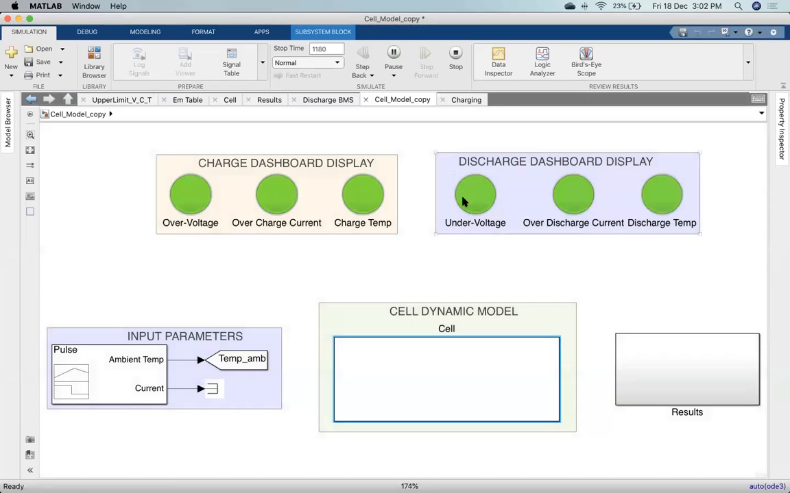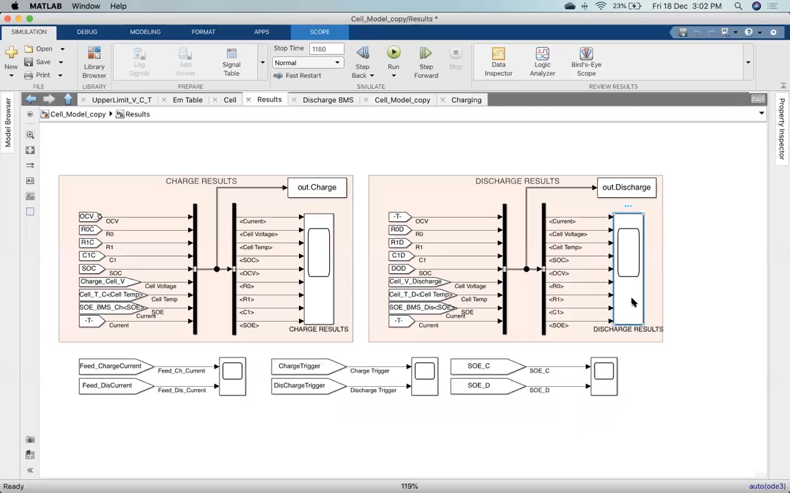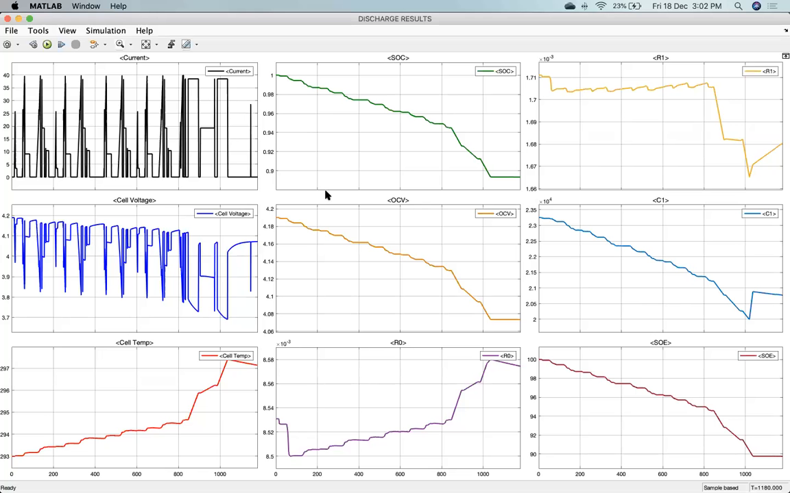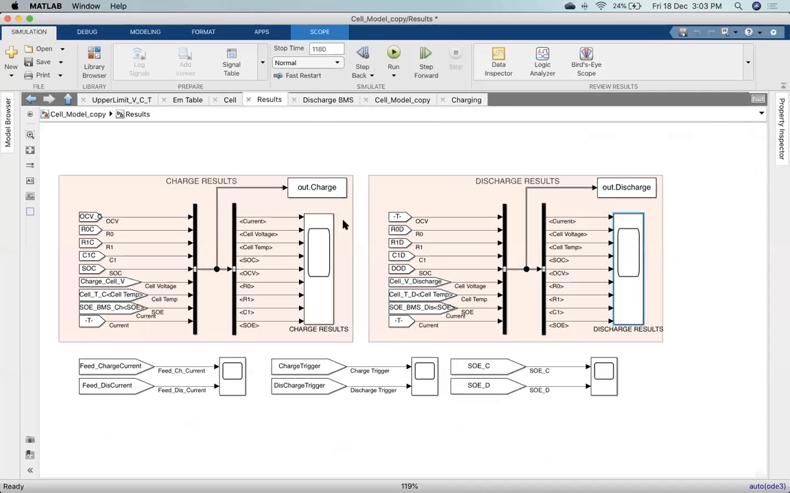Yeah, it faced the problem of under voltage, it faced the problem of over discharge and these things. Now if you go back to the discharge results, you can see exactly it is cutting down at 40 amps. Whenever it reaches 40, it suddenly drops to 0, and again it increases. But in order to clearly understand, the best way is to look at the discharge trigger. So I'll show that also.